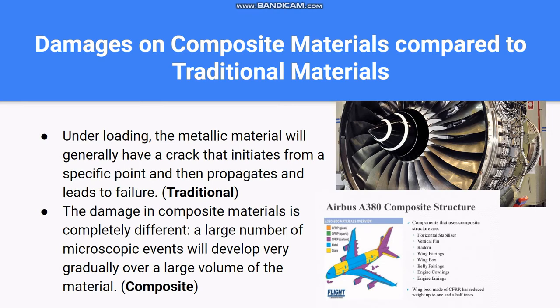Next, we'll be talking about damages on composite materials compared to traditional materials. Under loading, the metallic material will generally have a crack that initiates from a specific point and then propagates and leads to failure. This is the traditional type of material, while the damage in composite materials is completely different. A large number of microscopic events will develop very gradually over a large volume of material.